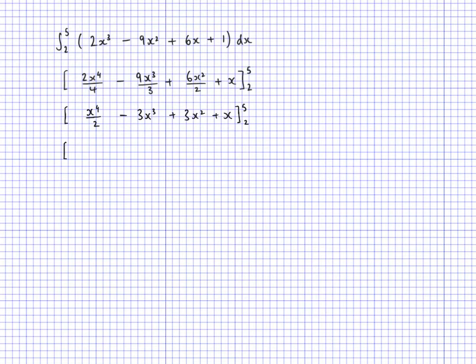Now I will evaluate it at 5 and 2 and subtract. So I will have 5 to the power of 4 over 2, take away 3 times 5 cubed plus 3 times 5 squared plus 5, and subtract from that 2 to the power of 4 over 2, take away 3 times 2 cubed plus 3 times 2 squared plus 2.